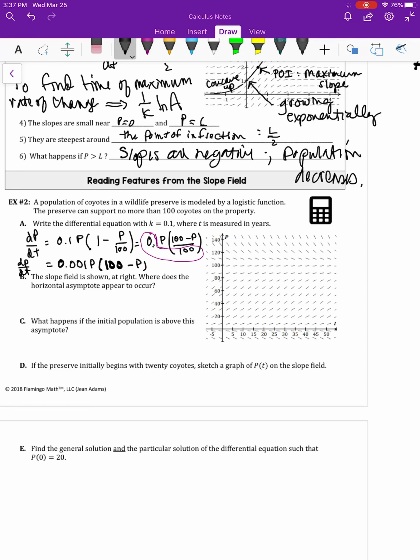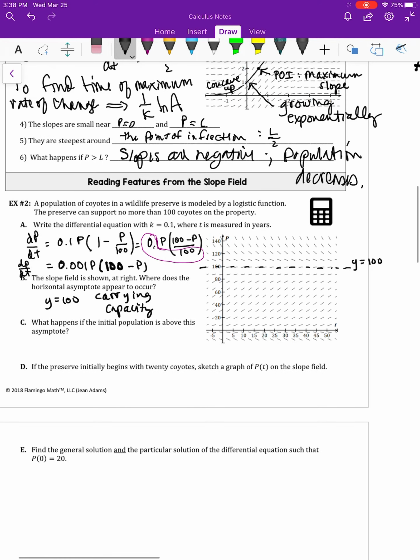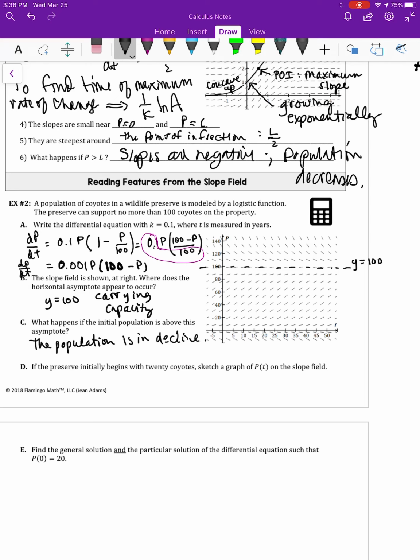There it is. So the slope field is shown at right. Where does the horizontal asymptote appear to occur? To me, it looks like that horizontal asymptote is right here at 100. So y equals 100, and that is your carrying capacity. And what happens if the initial population is above this asymptote? That means the population is in decline. It is overpopulated for the preserve.